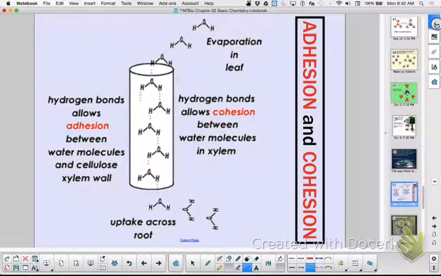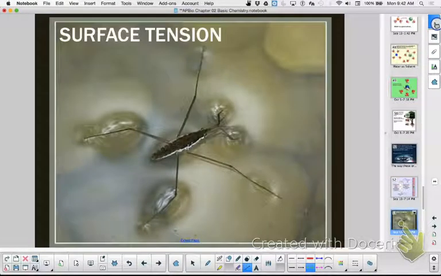Transpiration allows water to move up through trees. Transpiration, adhesion, cohesion, and tension.